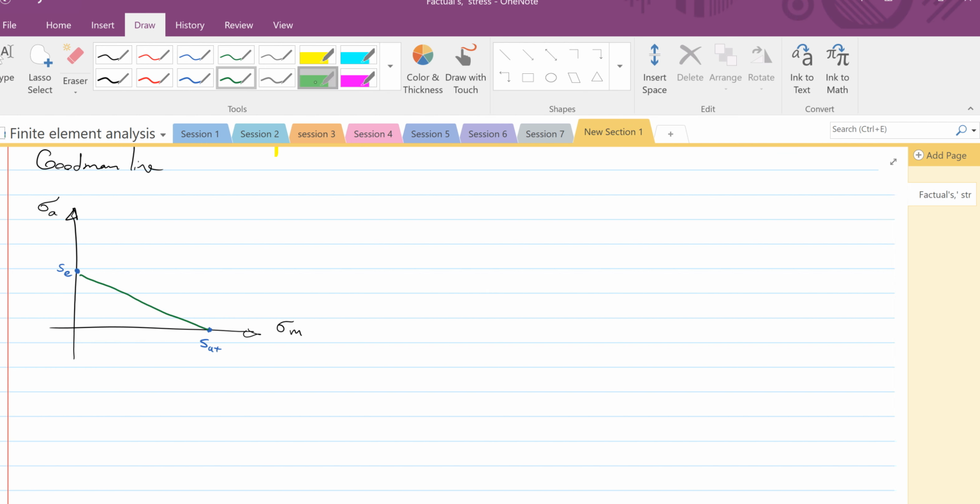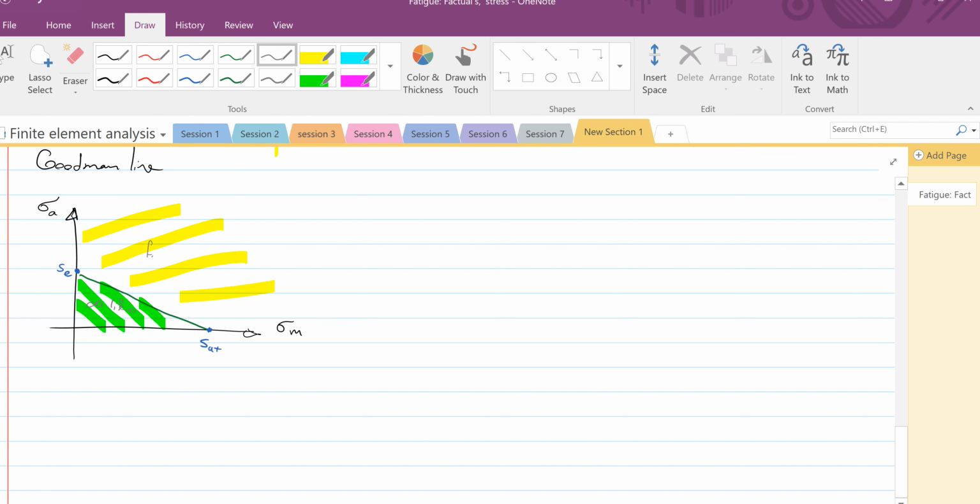And that line is going to be the decision-making line. If your design condition was under this one, you are going to have infinite life. If it was above this line, you are going to have finite life. So it's a tool for engineers to decide if their design is going to be part of infinite life or finite life. Okay.